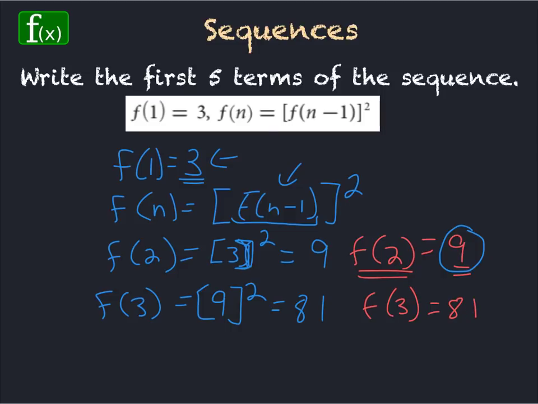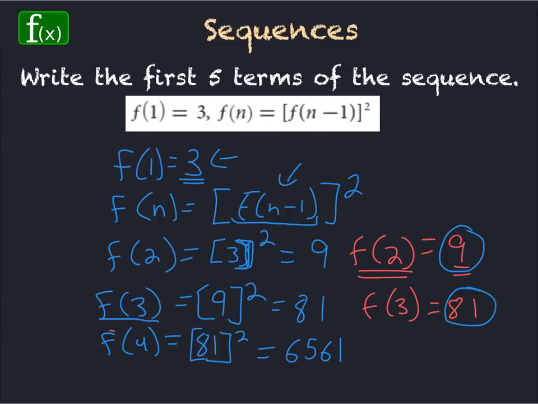And you would not be able to figure out f of 4 if you didn't know f of 3. So next we'll figure out f of 4. F of 4 is going to be, well, f of n minus 1, that's our previous term, so that would be f of 3, and that was 81. I hope this is making a little bit more sense now. So that would be 81 squared, which is 6,561.